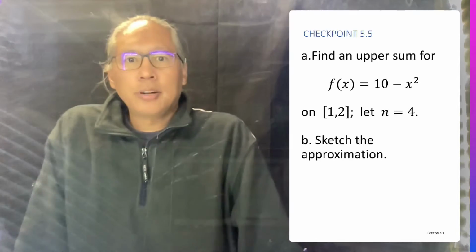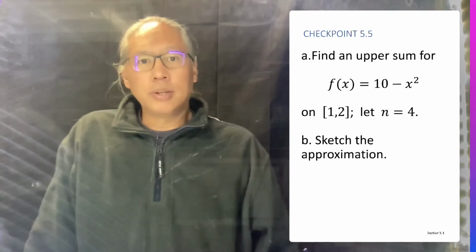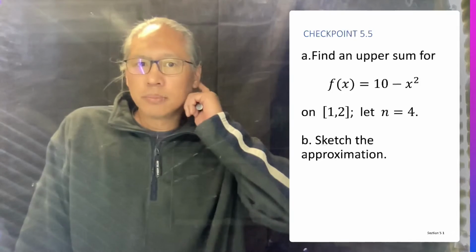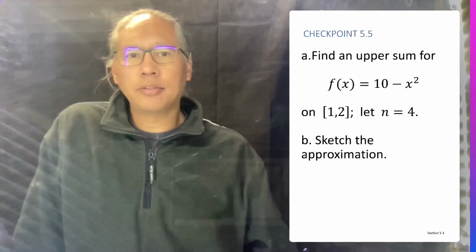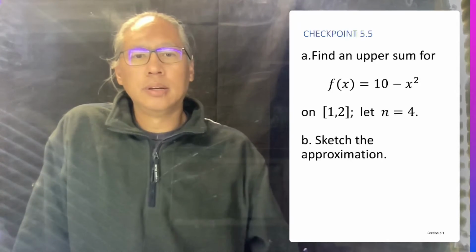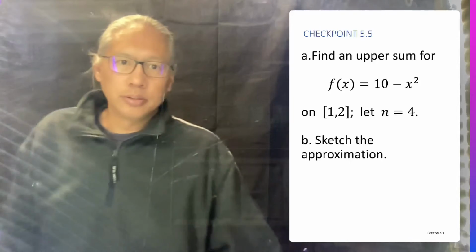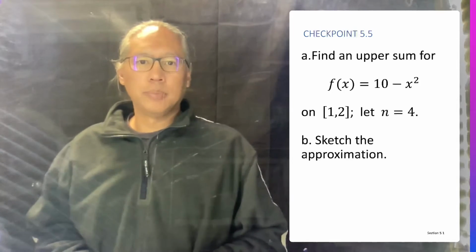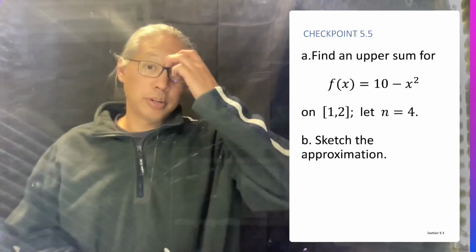Hello, this is checkpoint 5.5 from section 5.1. They want us to find an upper sum for this function f of x is equal to 10 minus x squared on the interval from 1 to 2, and let n equal 4, and then sketch an approximation.